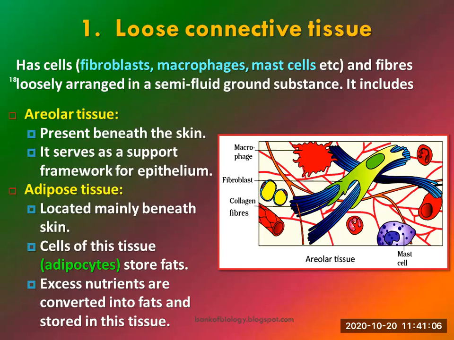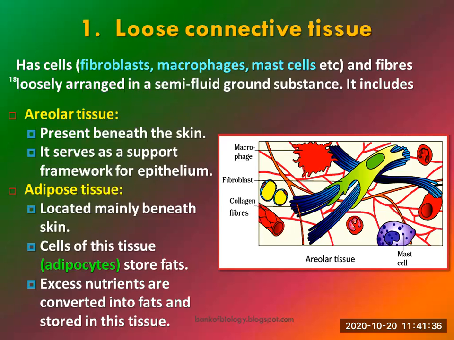At the time when we see this, that means our reading pattern will help us to recognize. If a question asks: the tissue which serves as a support framework for epithelium, what is that? Areolar tissue. Or you may get the answer loose connective tissue, or you may find an option connective tissue. That means the surface level answer is connective tissue, a little deeper is loose connective tissue, much deeper is areolar tissue. In that way.